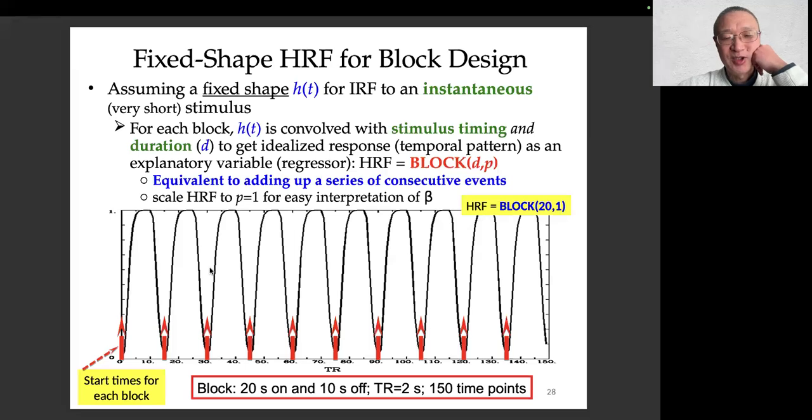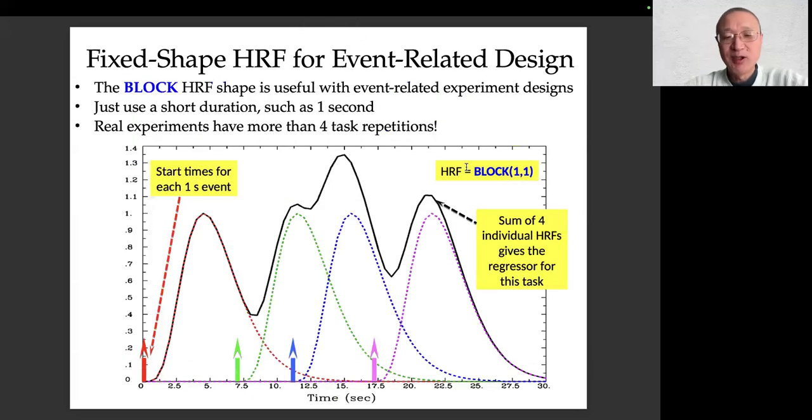So the convolution process will end up giving us this black curve. That would be our regressor in this case. How to implement this practically, probably tomorrow we will cover that, how to specify this process in scripting. So that's block design. Event-related design, suppose we have 4 trials like this, those 4 colored upward arrows.